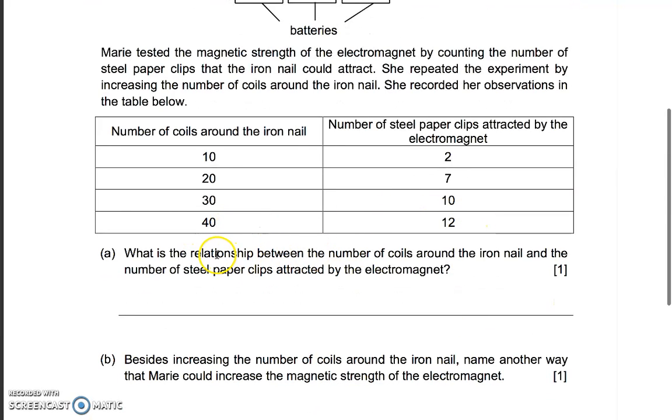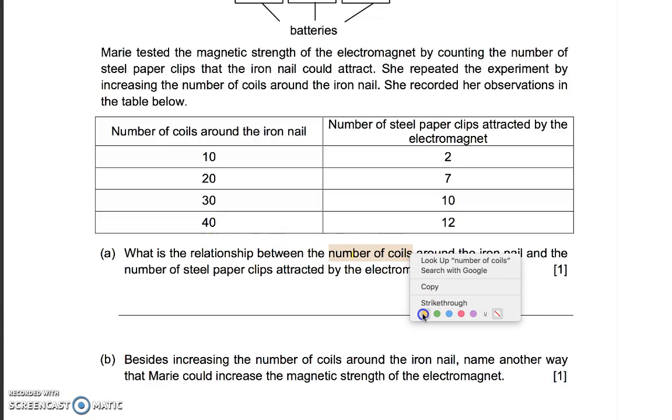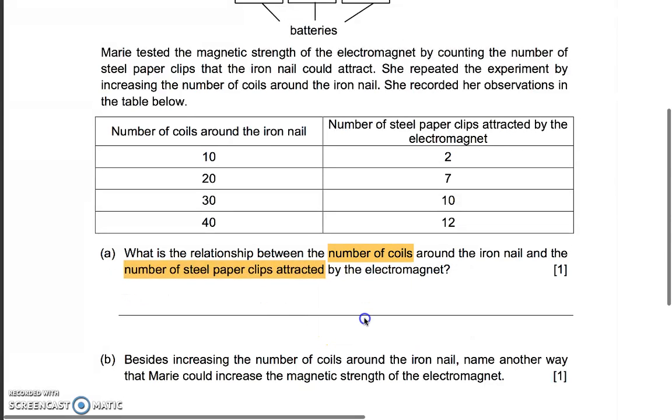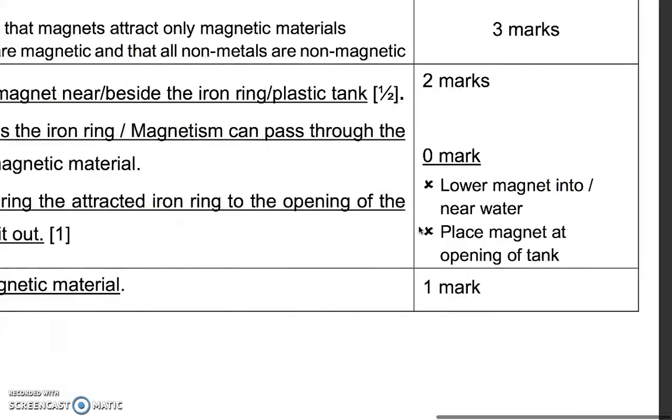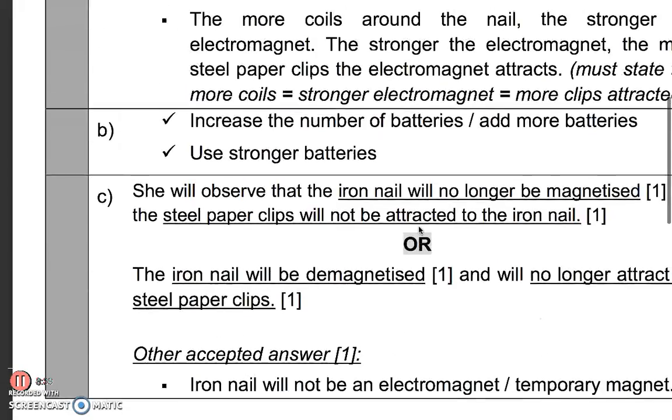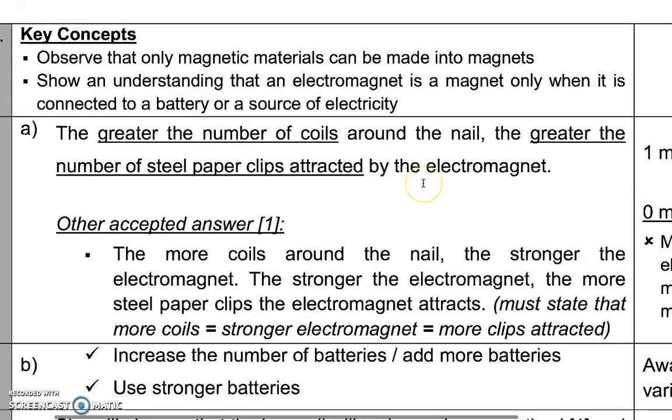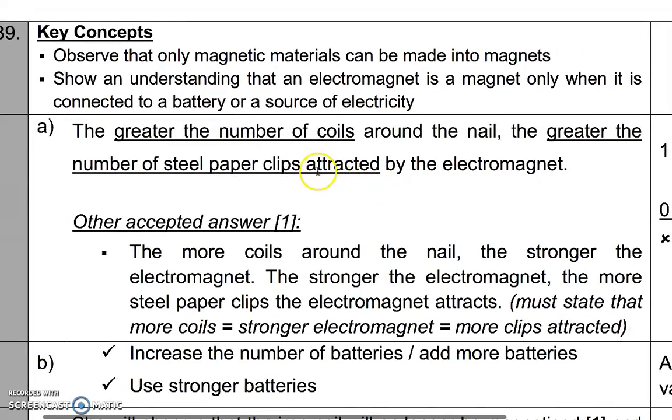So here you're supposed to state the relationship between the number of coils around the iron nail as well as the number of paper clips attracted by the electromagnet. So if you see here, as the number of coils increases, the number of paper clips attracted to the magnet also increases. So that is the relationship of your coils and your paper clips. Alright, so the greater the number of coils around the nail, the greater the number of paper clips. Or you can say the fewer the number of coils, the lesser the number of paper clips. Alright?